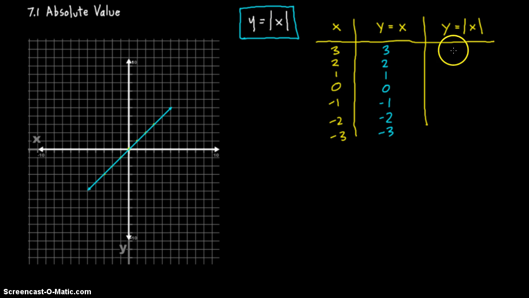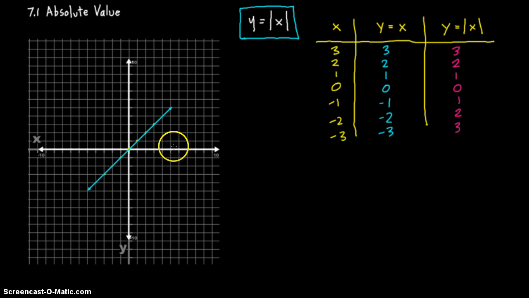Well, 3 is going to be changed to the absolute value of 3. Well, that's just 3. And 2, the absolute value of 2, 1. Absolute value of 0 is 0. 0 is 0 distance away from 0. But now we got -1, so now we've got a 1. Absolute value of -2 is 2. And absolute value of 3 is 3.